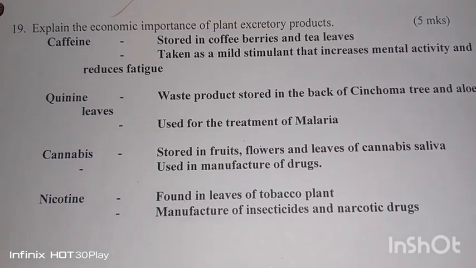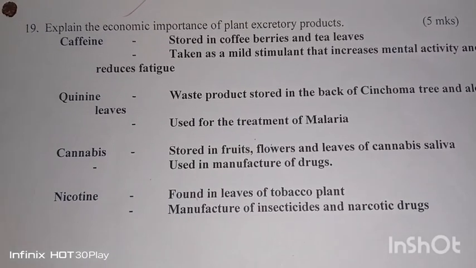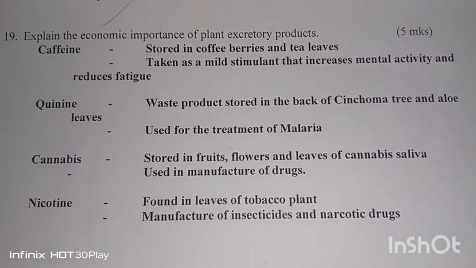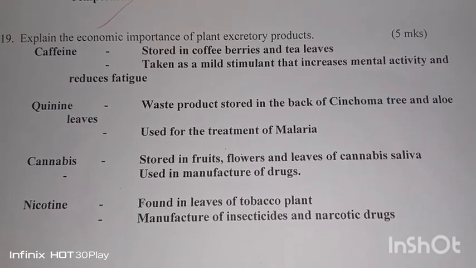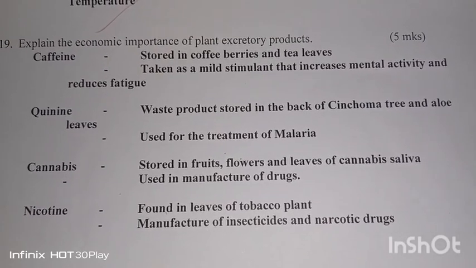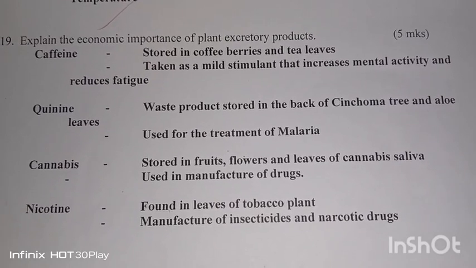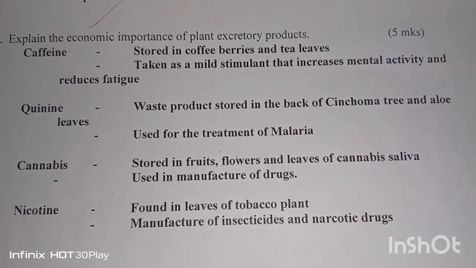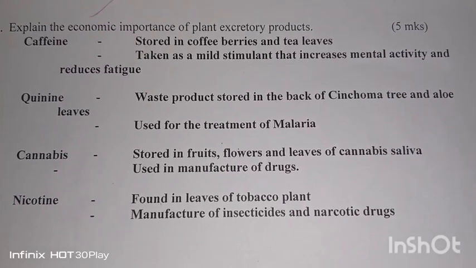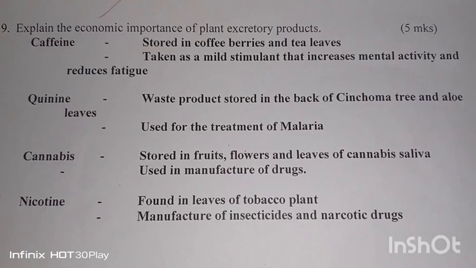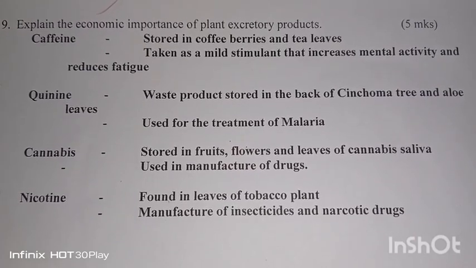Explain the economic importance of the plant excretory products like caffeine. It is stored in coffee berries and tea leaves, and it is taken as a mild stimulant, so it increases the mental activity and reduces fatigue. Quinine, it's a waste product that is stored in the bark of cinchona trees and aloe vera leaves. It is used in treatment of malaria.